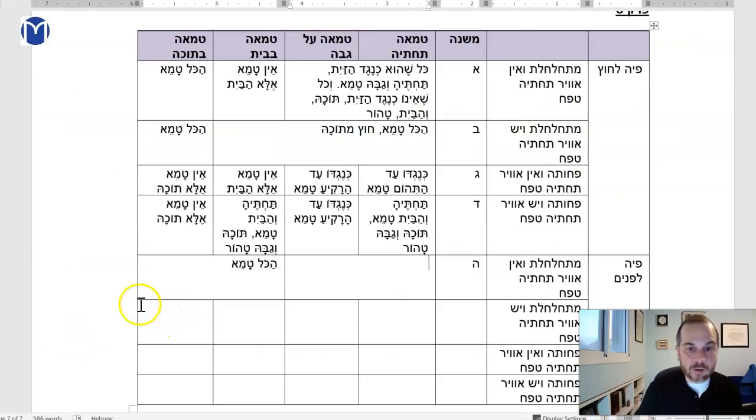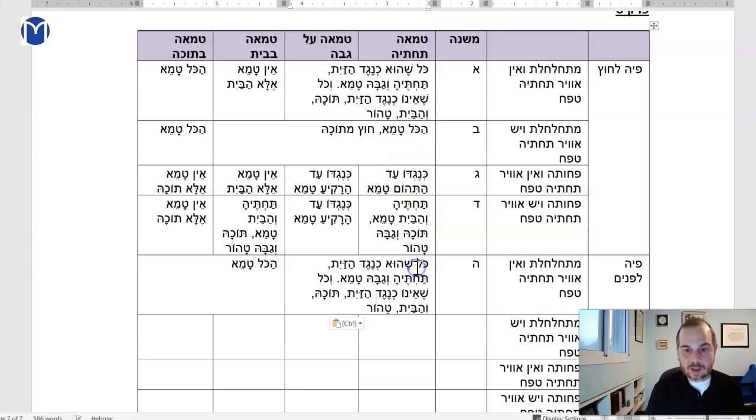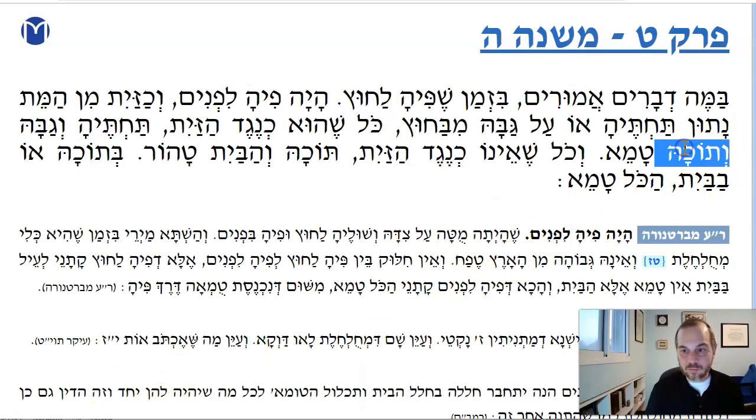So let's just fill in our chart here. Tuma b'bayit or tuma b'tocha is tamei. Tuma tachteh or tuma al gaba, we'll say keneged hazayit tamei; kol shekeneged hazayit tachteh v'gaba tamei. She'eno keneged hazayit, tocha v'habayit tahor. Tocha v'habayit tahor. I hope it's not too confusing. That word really threw me off.